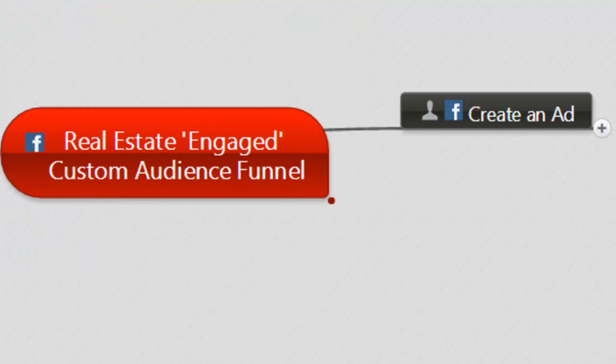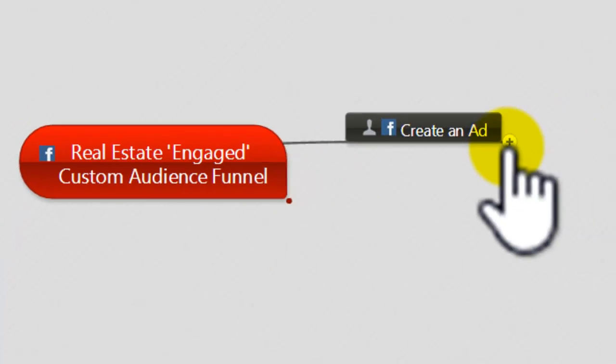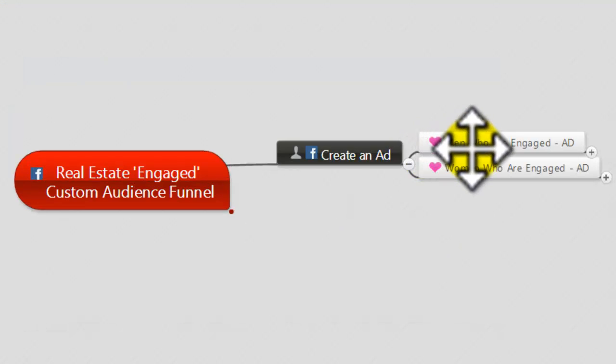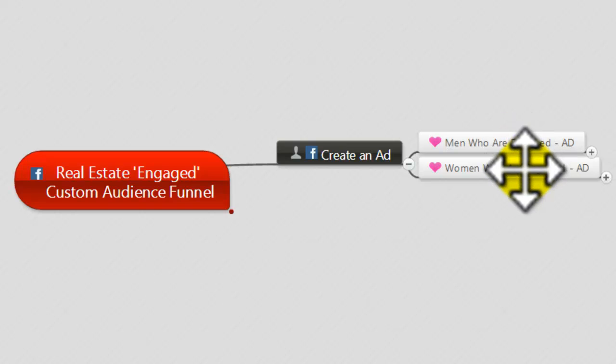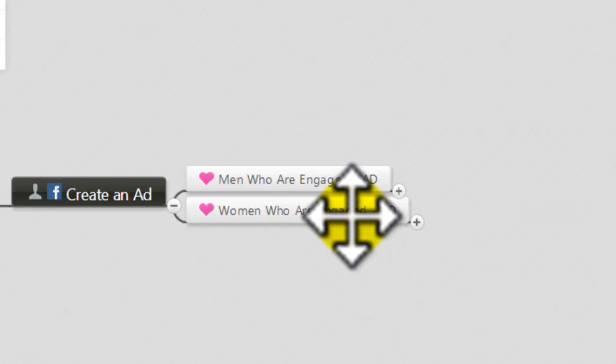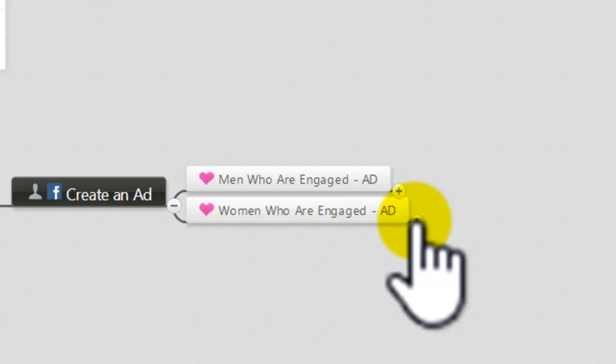Now that we have a custom audience, what do we do with it? We create a funnel and an advertising campaign. So we create an ad, and then my suggestion in this particular campaign is to segment the ads between men and women who are engaged. Let's take a look at one of these funnels all the way through.